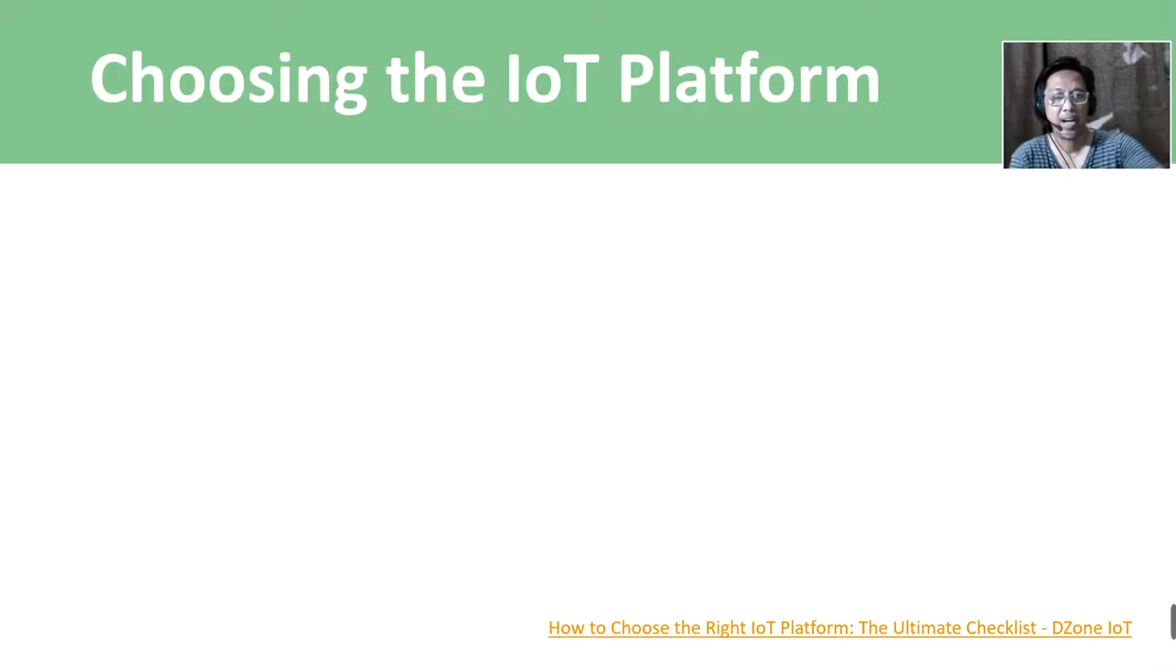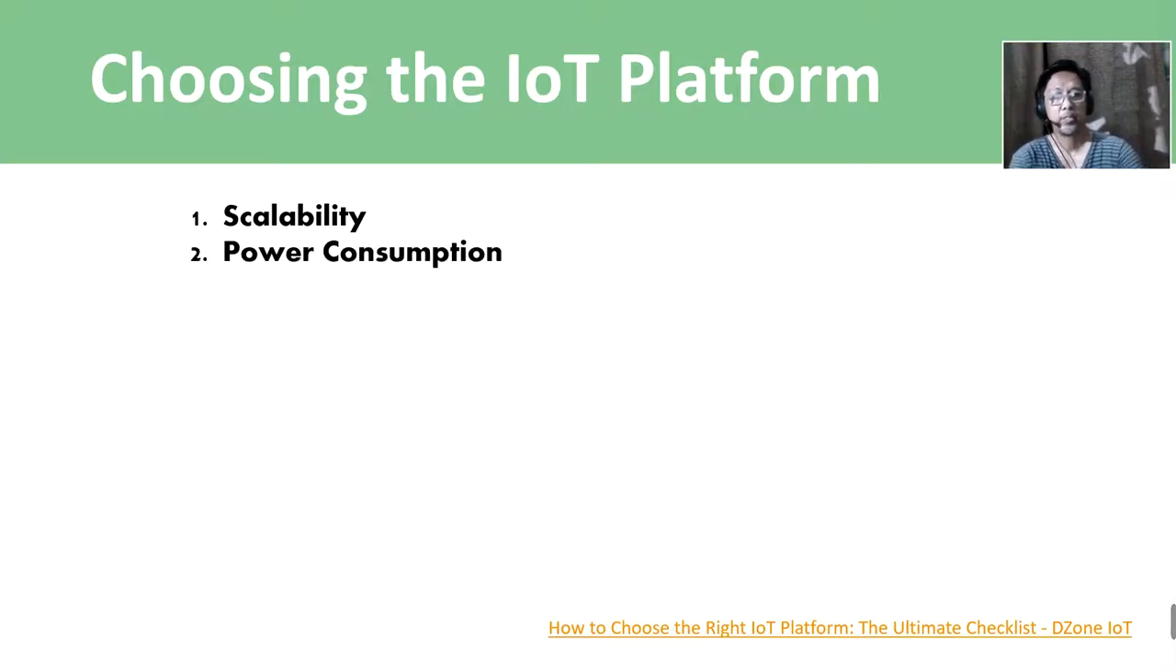Choosing the IoT platform. So one of the things that you have to consider is the scalability. When you choose a platform, is the platform scalable? Of course, if you're going to use Bluetooth, you'll be limited to a certain degree. But if you're thinking of an application that would add more components or more modules in the long run, then you have to choose a platform that would allow you to grow.